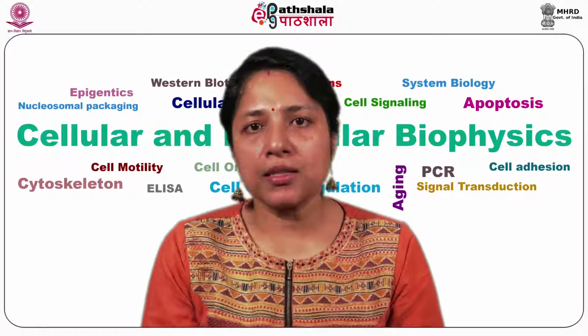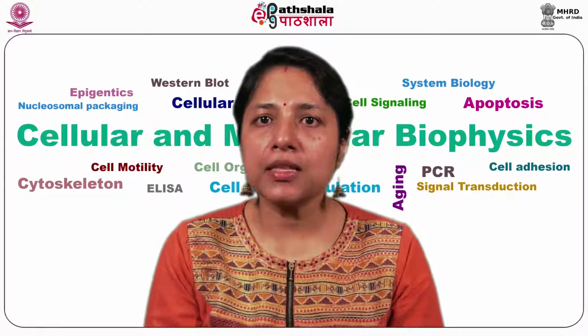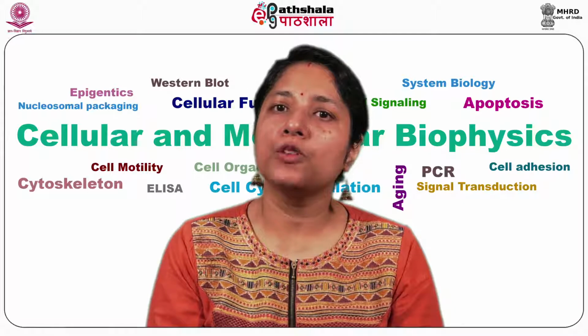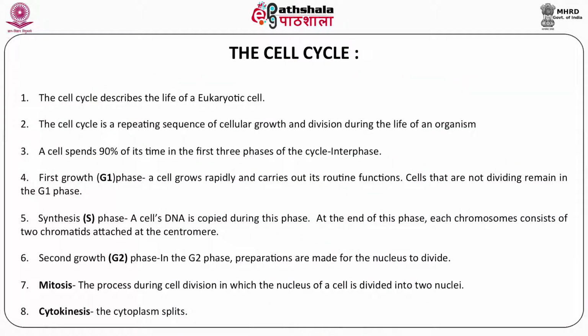Now, coming up next is the cell cycle. The cell cycle describes the life of a eukaryotic cell. The cell cycle is a repeating sequence of cellular growth and division during the life of an organism. A cell spends 90% of its time in the first three phases of the cell cycle, called interphase.